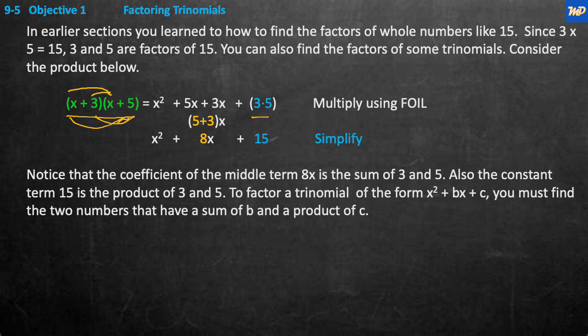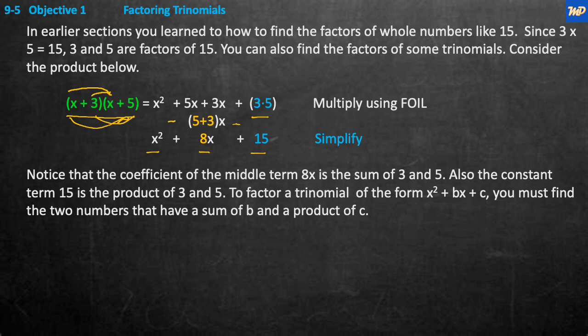And you see how we used the distributive property right here to pull the x out of these two terms, we added the coefficients of 5 and 3 to get an 8. When we're finally done, we simplify, we get x squared plus 8x plus 15. Notice that the coefficient of the middle term, 8x, is the sum of 3 and 5. Also, the constant term, 15, is the product of 3 and 5.